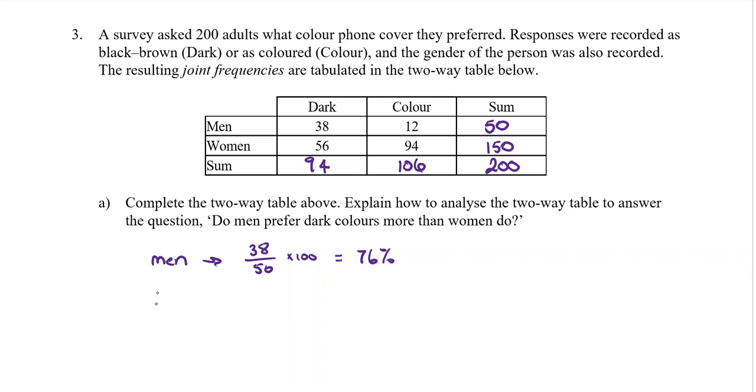Okay, now let's have a look at the women. How many women chose the dark colour? 56, which is a lot more people, but what is that as a probability of how many there were? How many women were there in total? 150. So we have 56 out of 150 women. Because there were so many more women surveyed, that's actually a much smaller fraction. Times that by 100, and that's only approximately 37.3%.